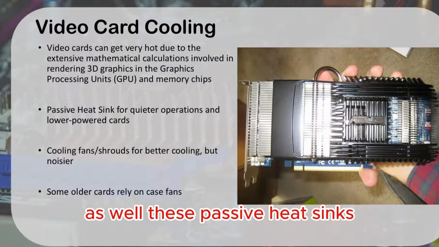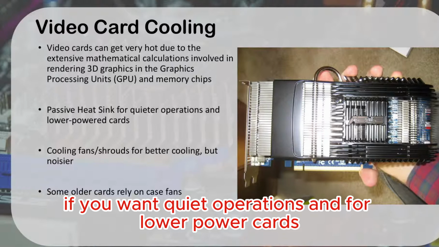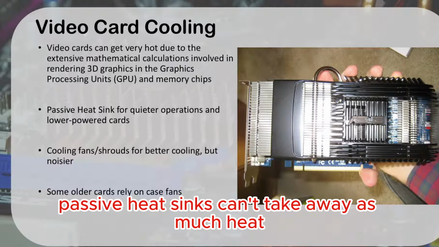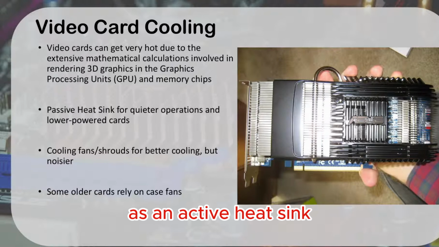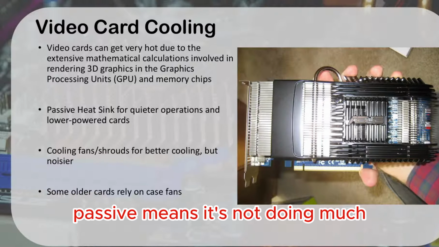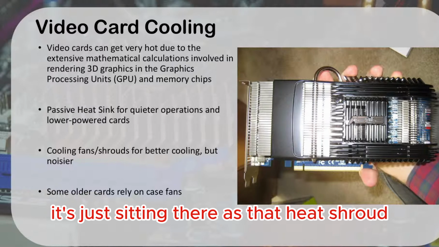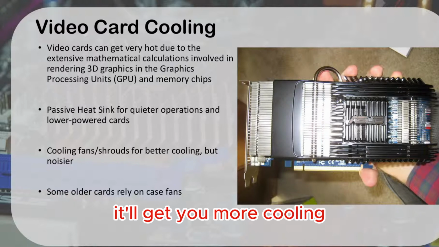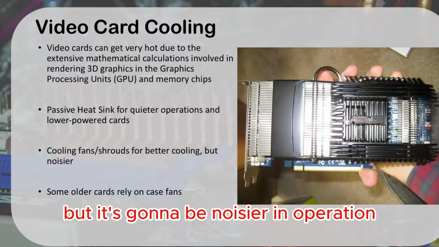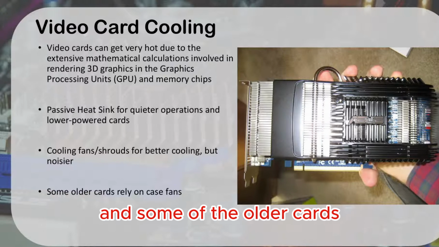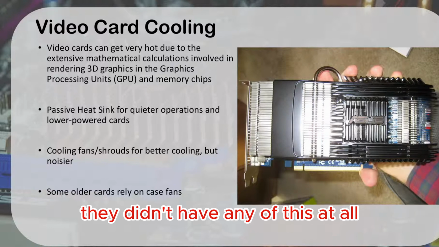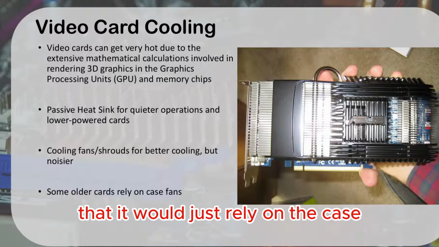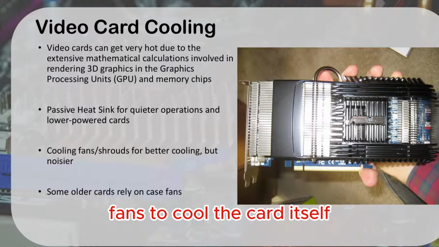They use passive heat sinks if you want quiet operations and for lower power cards. Remember, passive heat sinks can't take away as much heat as an active heat sink. Passive means it's not doing much. It's just sitting there as that heat shroud. It doesn't use any cooling fans. If you put on a cooling fan or the shroud, it'll get you more cooling, but it's going to be noisier in operation. And some of the older cards, they didn't have any of this at all because the processing was so minimal that it would just rely on the case fans to cool the card itself.